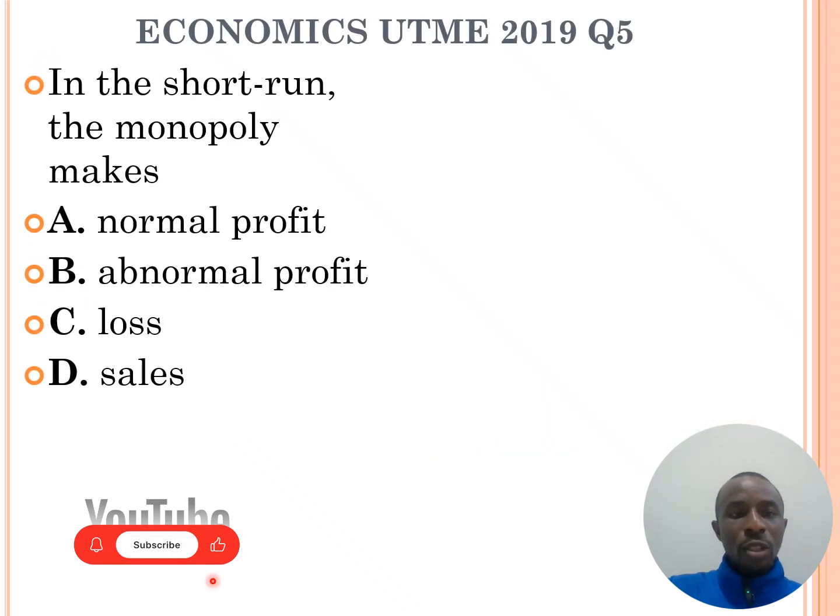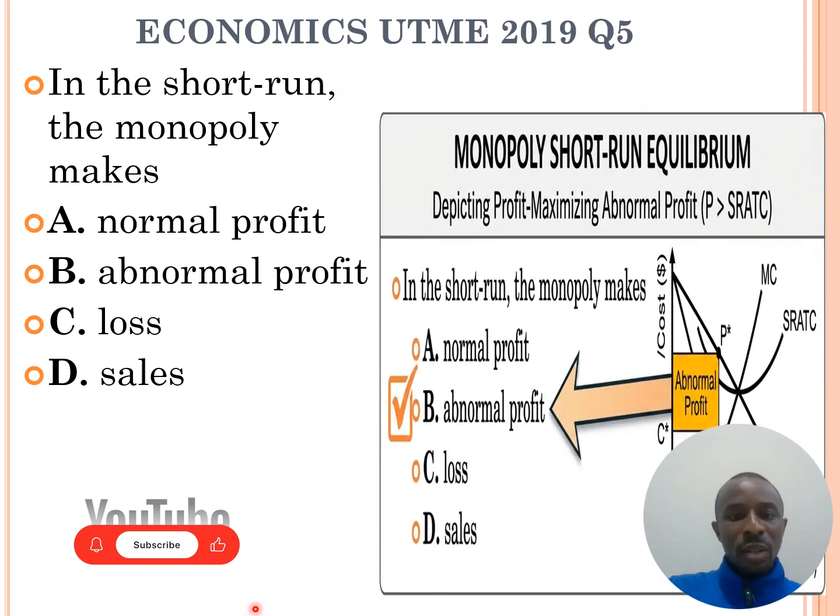Number 5, in the short run, the monopoly makes abnormal profits, as you can see in this diagram, where we have the marginal cost, we have the short run average total cost, and we can see where the abnormal profit is made. That's option B.